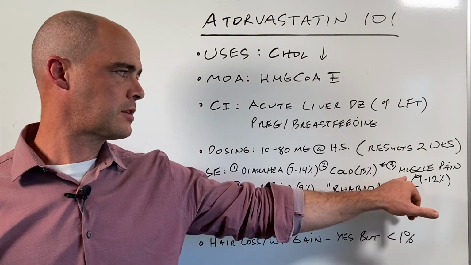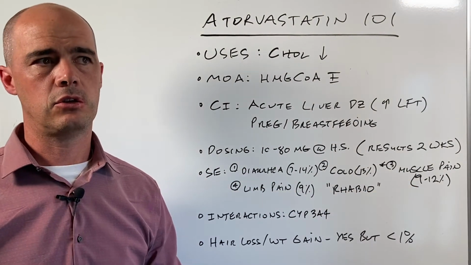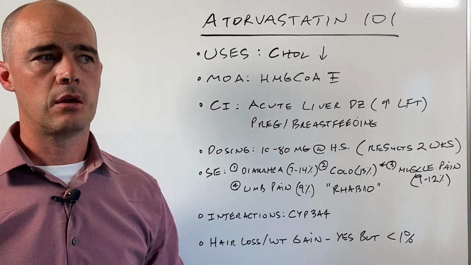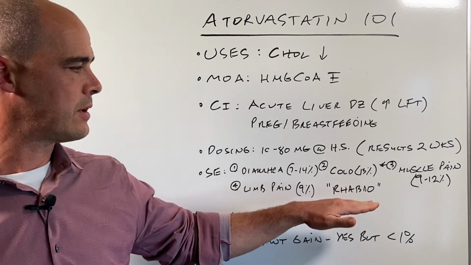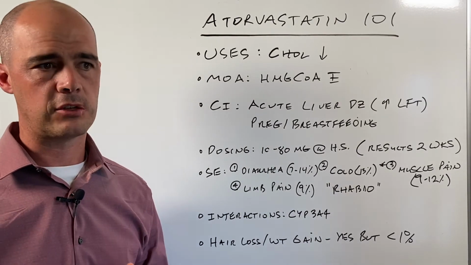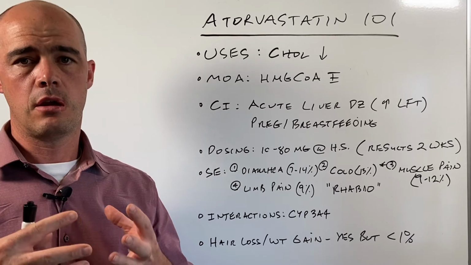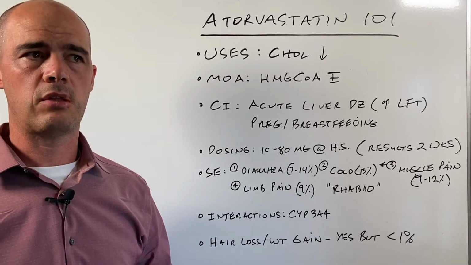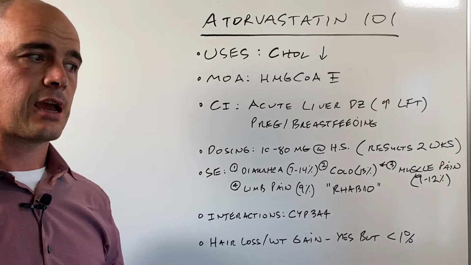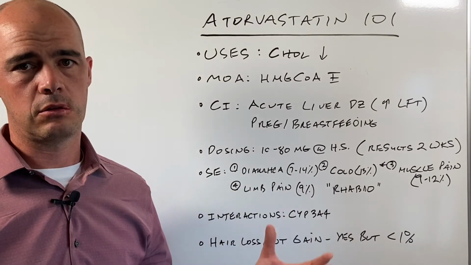Now, I want to spend a little time on this muscle pain because you do want to pay attention to that if it starts cropping up. There's a side effect called rhabdo, or the technical term is rhabdomyolysis, which is essentially breakdown of the muscle. But when that happens, it can become toxic to the body. It can actually become lethal to the body.